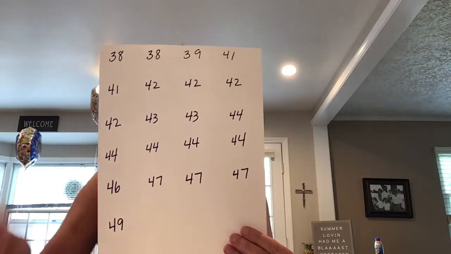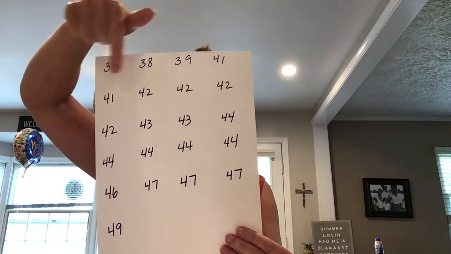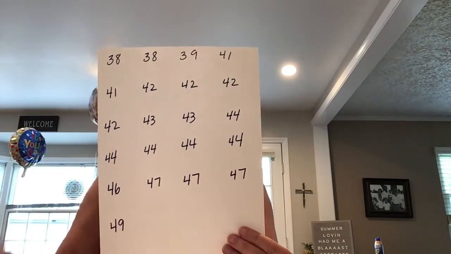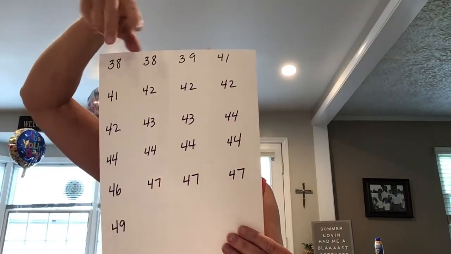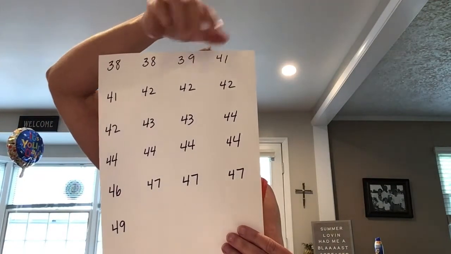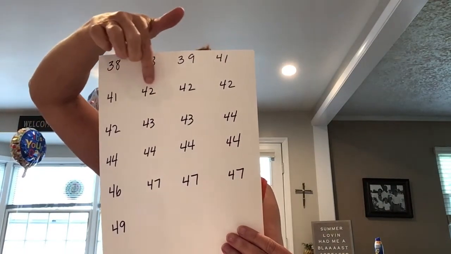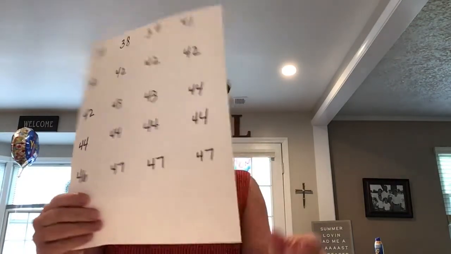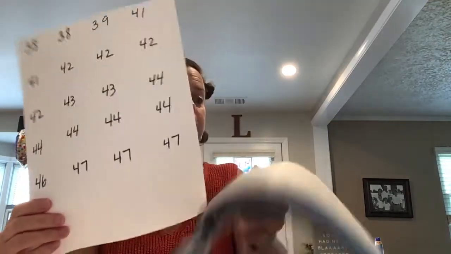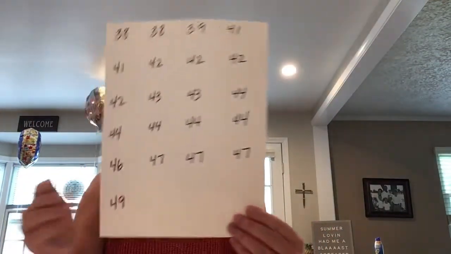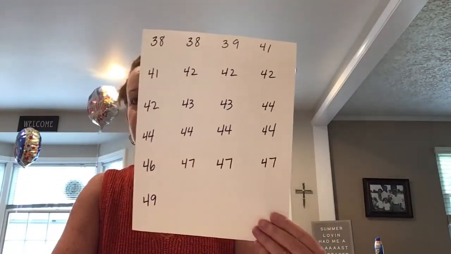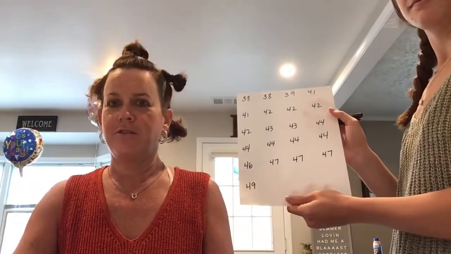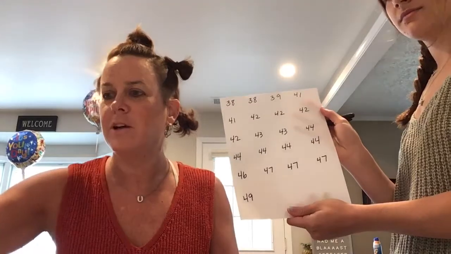So what I did is I just came up with a bunch of different numbers, as you can see, starting with 38 all the way to 49. Some of them there's more than one, so there's two 38s, there's one 39, there's a couple 41s, there's a couple 42s, and so on. So we're going to take this data and I'm going to show you how to create a line plot using this data.